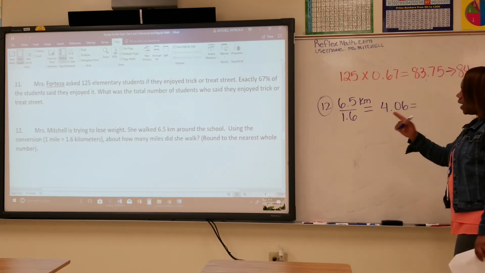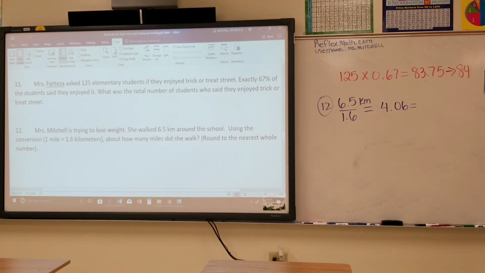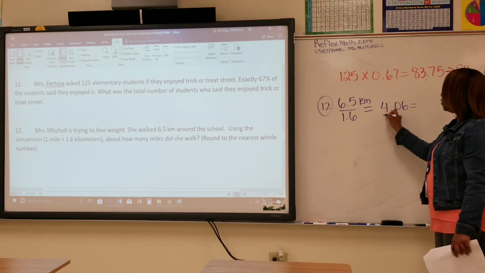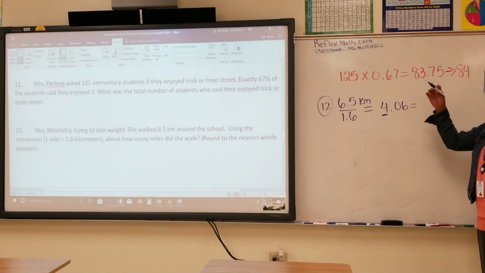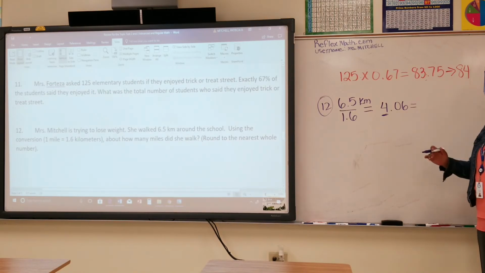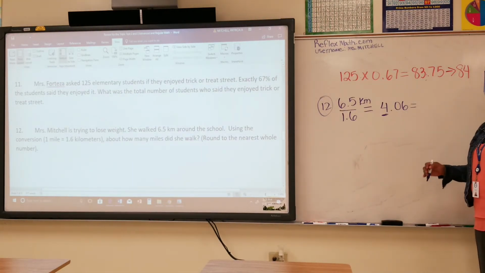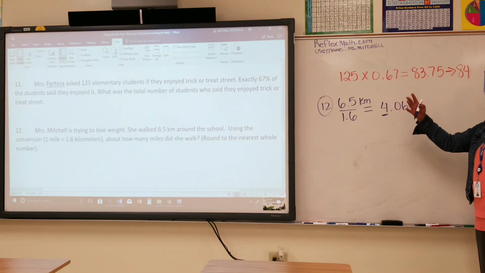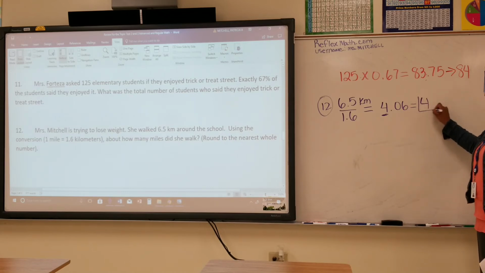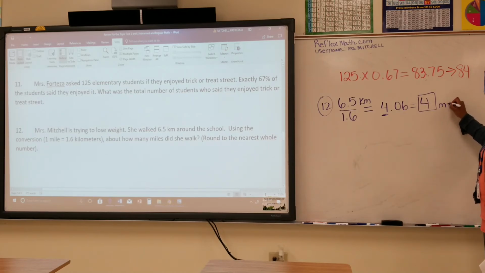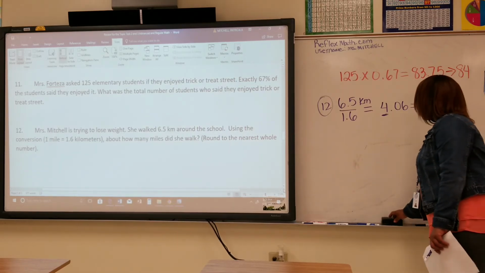4.06. But they asked us to round to the nearest whole number. This is the whole number right here, this 4. When we look next door, it is a 0. That means it is 4 and below. Because remember, 4 and below, this number stays as is. If it was 5 and up, then you will round up. So being that this is a 0, we're going to stay at 4. So therefore, I walked 4 miles. Go ahead and pause the video and take notes. Scroll up.